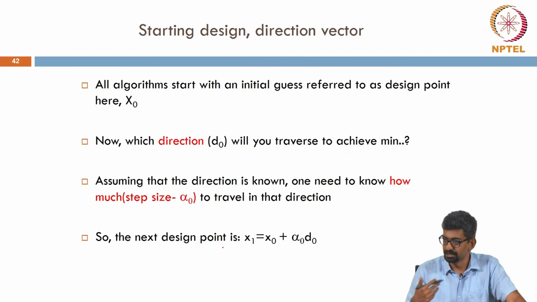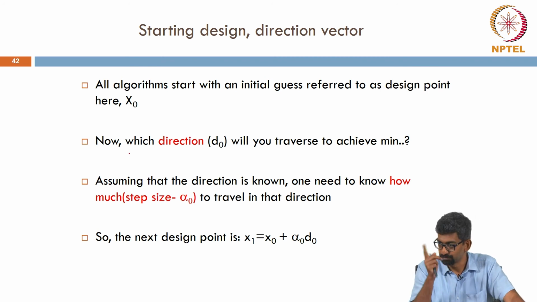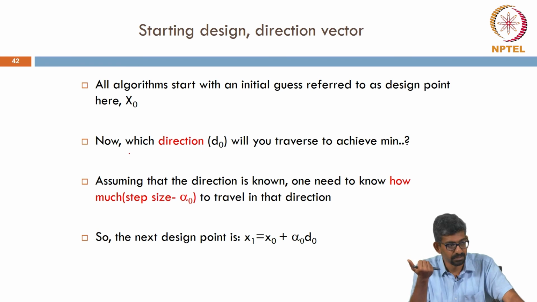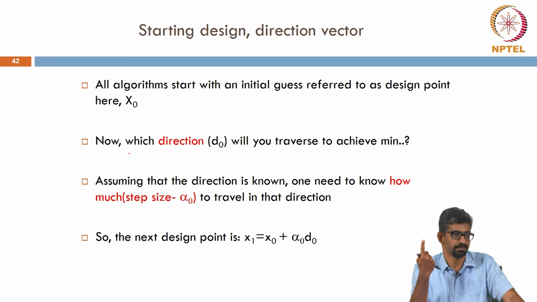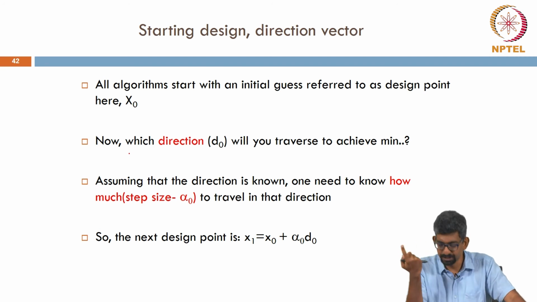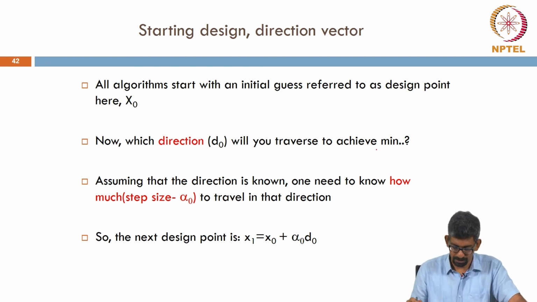So, any search based algorithm starts with an initial guess, what we refer to as the design point. Here you can call it x naught. Now, you need to make two decisions. One is which direction. The direction is given by the gradient information. So, if you are going into a valley, you will go in the negative gradient and it is called the steepest descent. Now, if you are going up the hill, it will be called the steepest ascent. That is all. Positive gradient you need to look at.